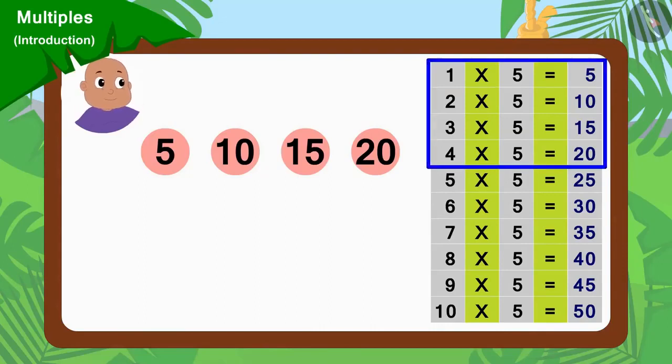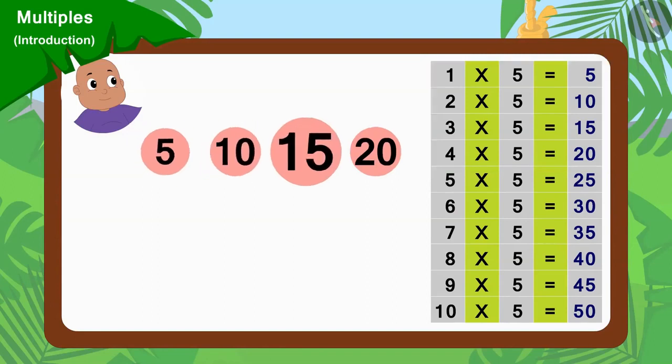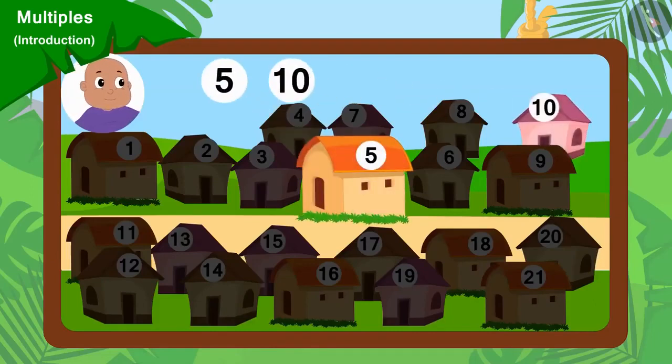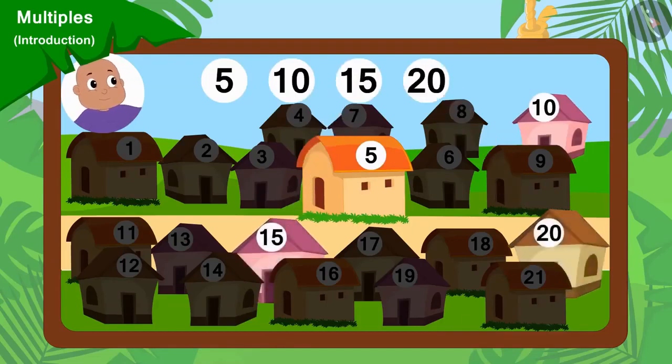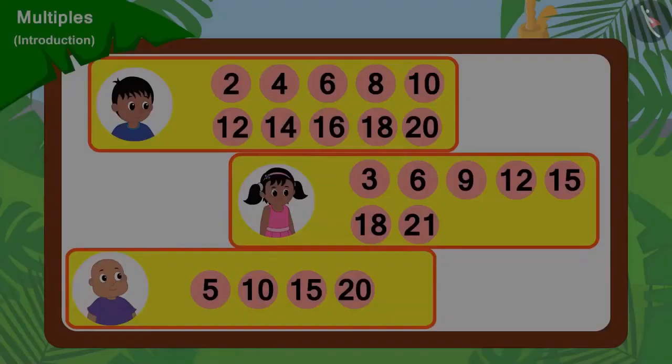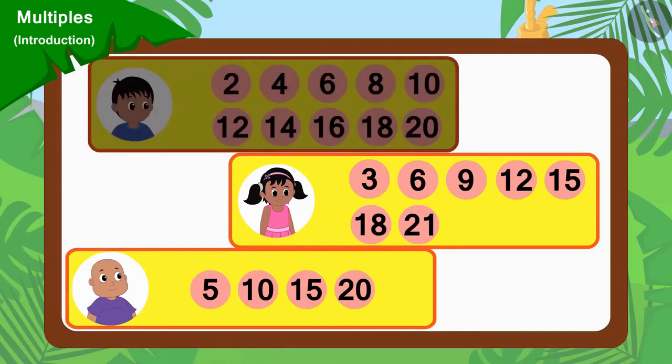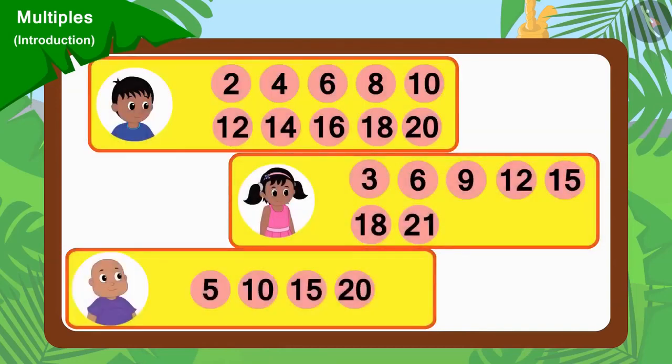We can find multiples of 5 in this way with the help of the multiplication table of 5. Bablu will go to collect donations from houses 5, 10, 15 and 20. Here, the numbers of the houses from where Raju, Pinky and Bablu went to collect donations from are written.